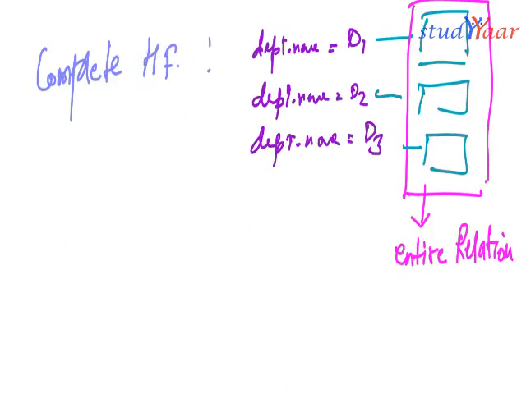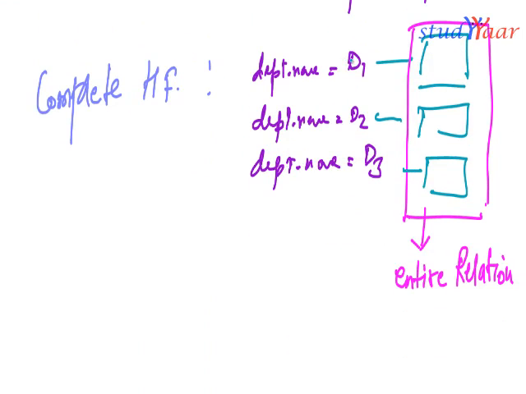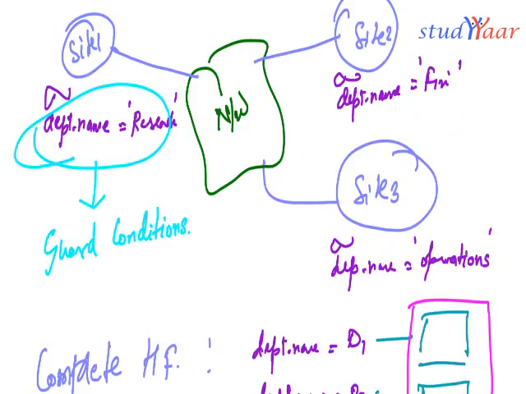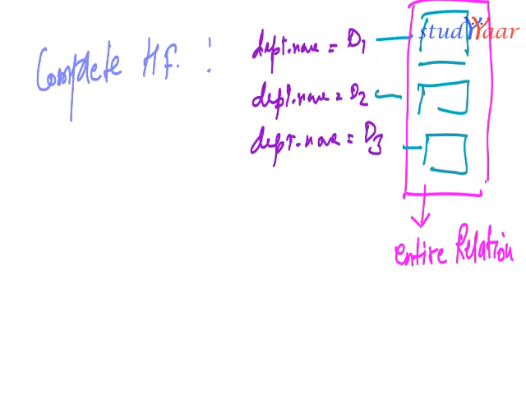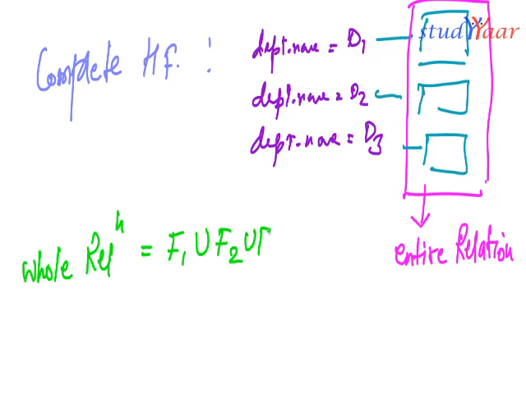So how do we get back the whole relation from my fragments? I take the union of each fragment so that I can get back the whole relation. So whole relation is equal to fragment 1 union fragment 2 union fragment 3, until all the fragments are unioned.